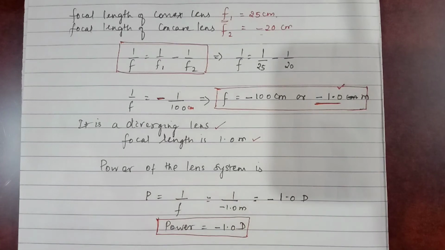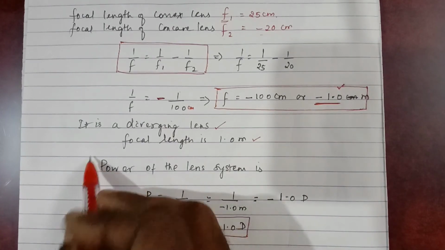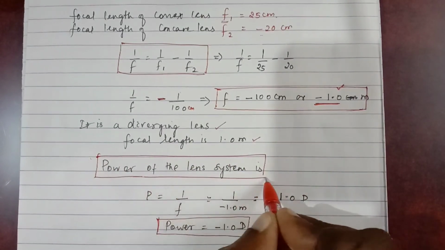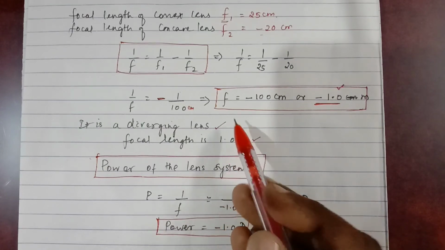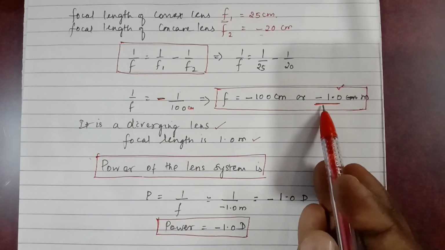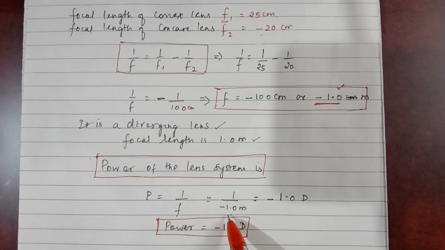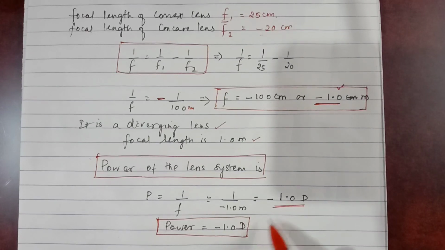Now coming to the next part of the numerical, the power of the lens system. So we know the formula. Power is 1 by f. We have found out the combined focal length. It is minus 1 meter. So I can write power will be equal to 1 by minus 1. Actually 1 by meter means 1 diopter. So it is minus 1 diopter. So the power is minus 1 diopter.